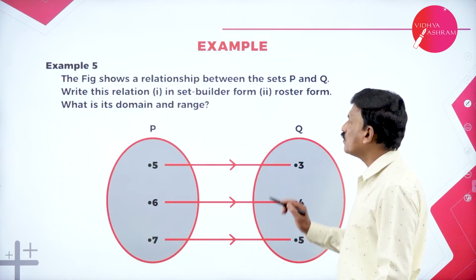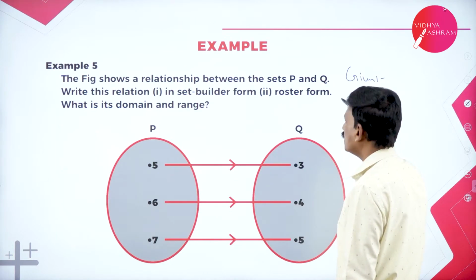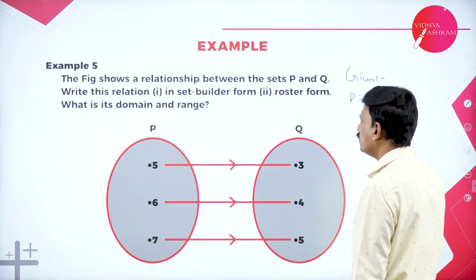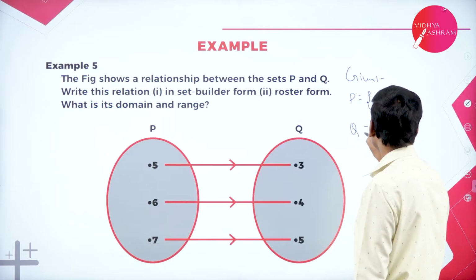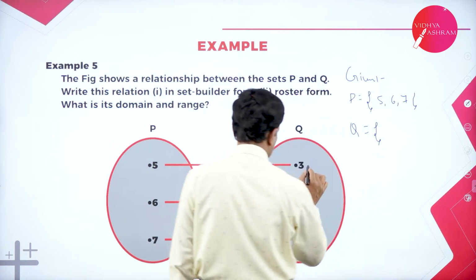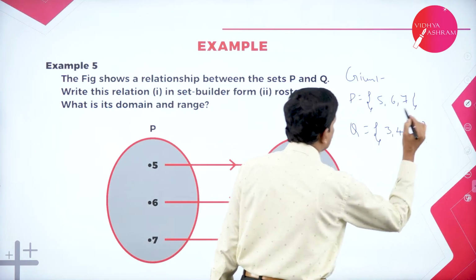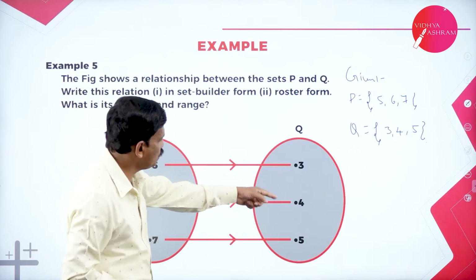We have to write. Now first, given that P contains, what are the elements of P? 5, 6 and 7. And what is Q? Q contains 3, 4 and 5. So these are the elements. P is equal to 5, 6 and 7. Q is equal to 3, 4 and 5.